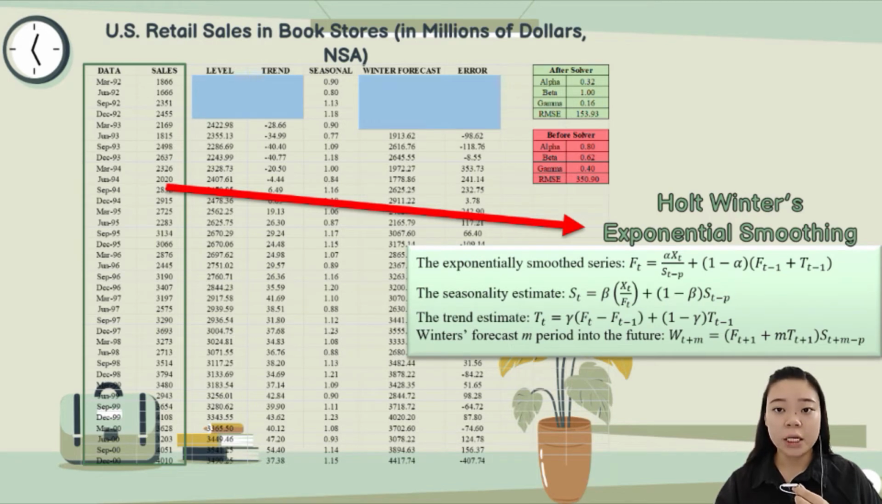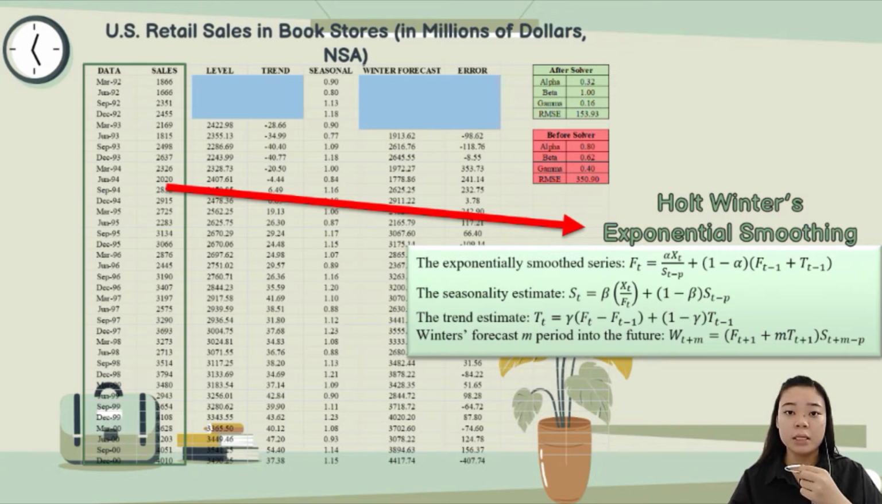Based on our question 2 data, we decided that Holt-Winters exponential smoothing with alpha, beta, gamma is more suitable for our data. It's because Holt-Winters exponential smoothing is used for data that show both trend and seasonality. It is a 3-parameter model that is an extension of Holt's model. The Holt-Winters method needs 4 equations with an additional equation that adjusts the model for the seasonal component, which is the exponentially smoothed series, the seasonality estimate, the trend estimate, and the Holt-Winters forecast for a period into the future.